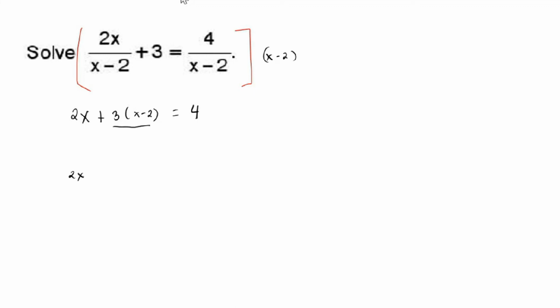So we have 2x plus, using distributive property, 3x minus 6 equals 4. And combining like terms to reduce this, I have now 5x minus 6 equals 4. And then transpose negative 6 to combine with the constant term as well. So therefore, 5x equals 4 plus 6. So therefore, 4 plus 6 equals 10. And divide both sides by 5. So therefore, dividing both sides by 5, we have now x equals 2.